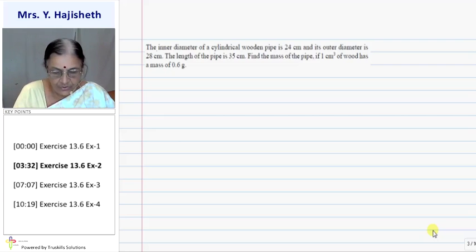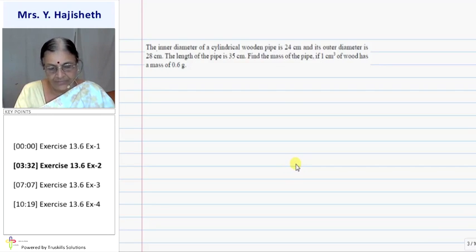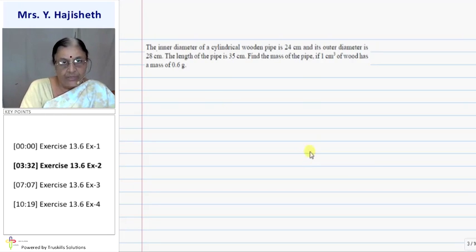The inner diameter of a cylindrical wooden pipe is 24 centimeter and its outer diameter is 28 centimeter. The length of the pipe is 35 centimeter. Find the mass of the pipe if 1 centimeter cube of wood has a mass of 0.6 gram. Now look, here there is inner radius and outer radius, and in between is a hollow place.